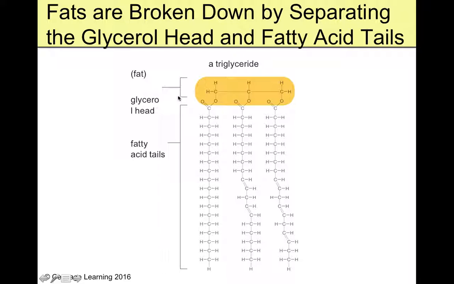Here's a fat. It's a glycerol head. It's not that exciting. Few carbons. Fatty acid tails, just energy for days with these carbon and hydrogen bonds. And that's what we break apart to turn this into glyceraldehyde, phosphoglyceraldehyde, and to turn these guys into acetyl-CoA.